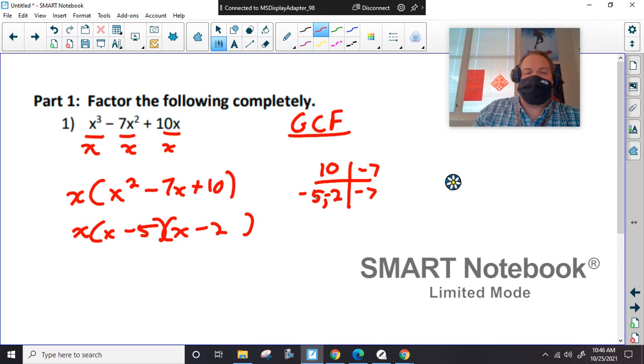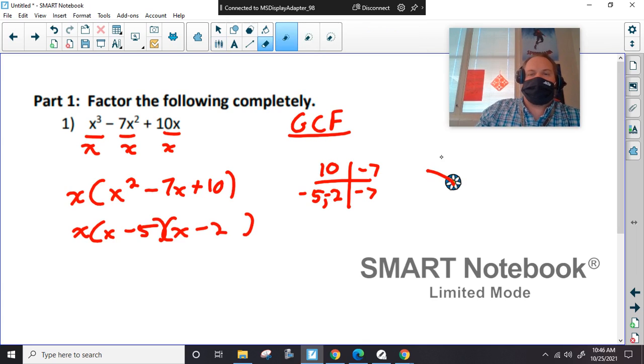Because if you multiply negative 5 and negative 2, you get positive 10. When you add negative 5 and negative 2, you get negative 7.